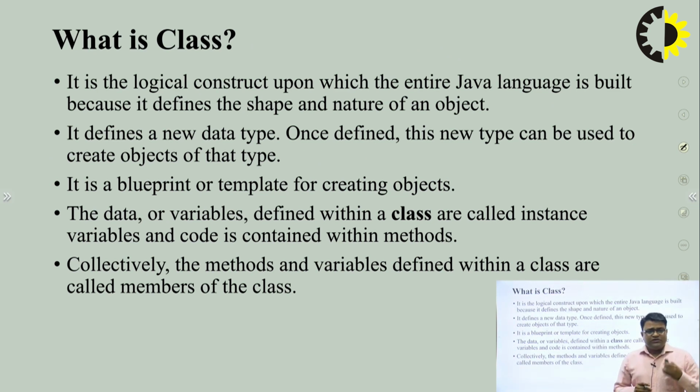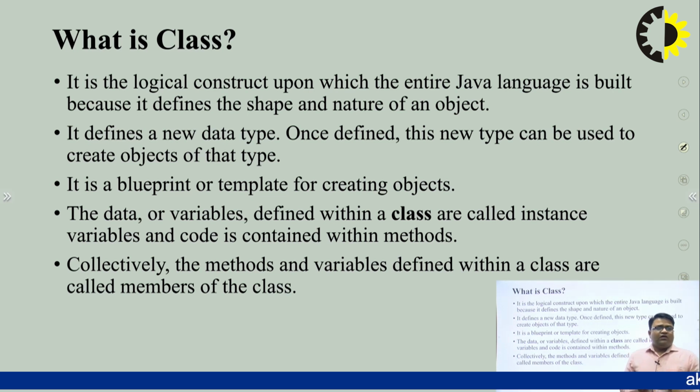The next topic is: what is a class? Why are we using this in our programming language? It is a logical concept. This is the definition of a class. It is a logical construct upon which the entire Java programming language is built, because it defines the shape and nature of the object. Then it defines new data types.